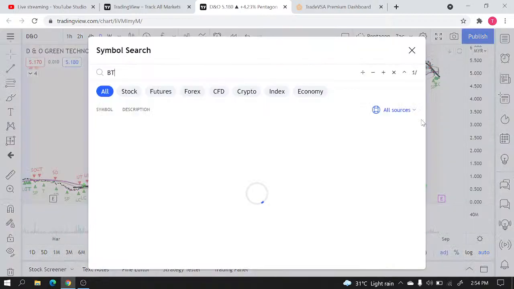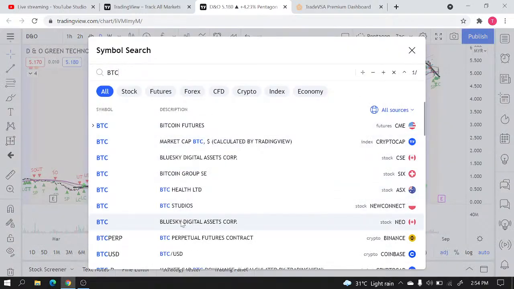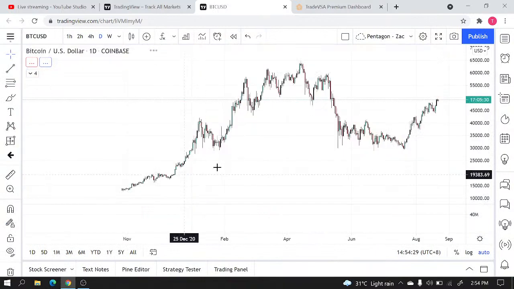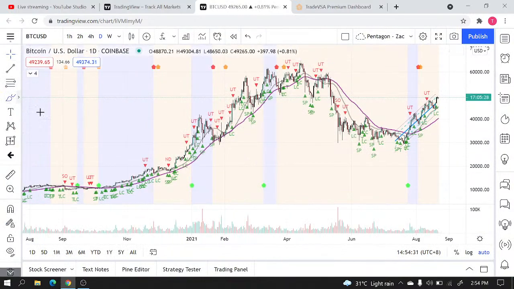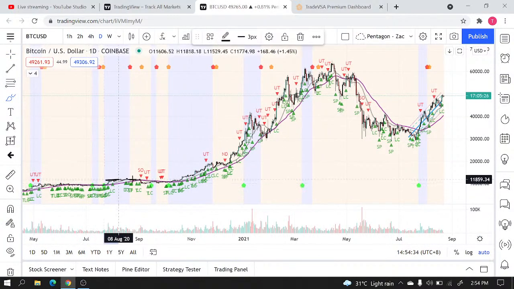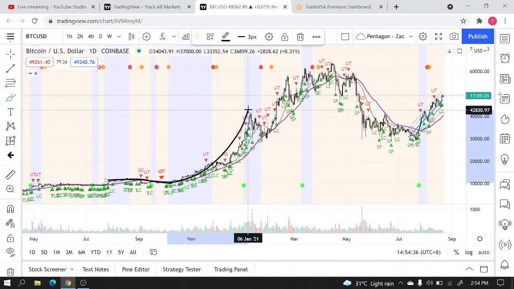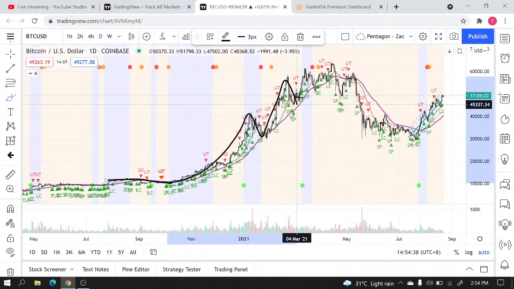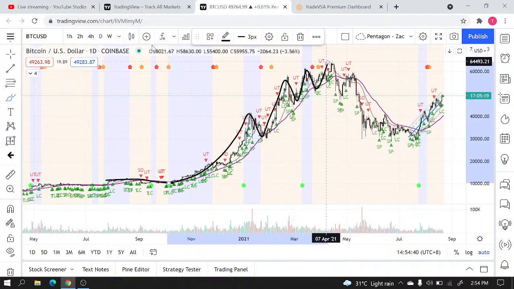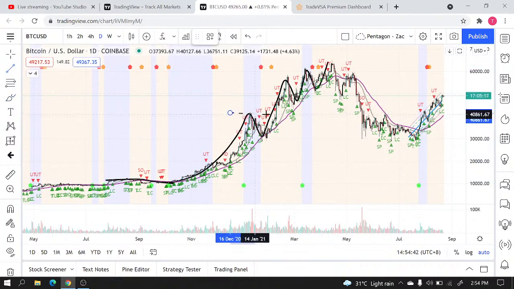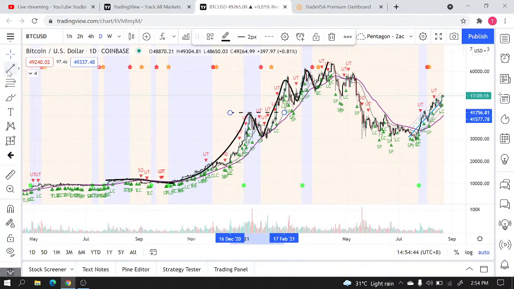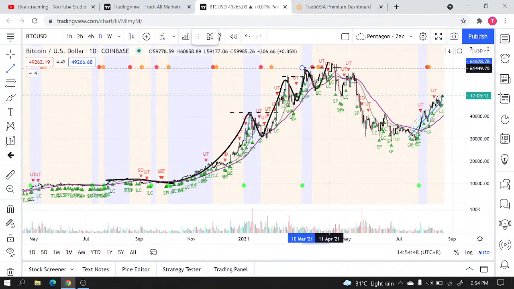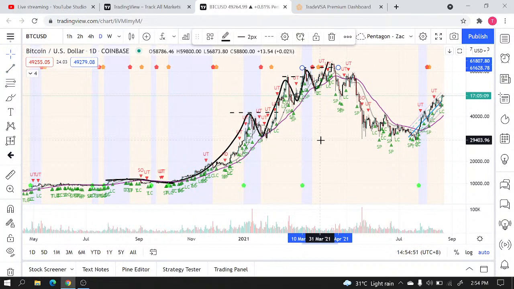I think previously Bitcoin also had that pattern. After accumulation, break up, 1 2 3. Here is the top. If you realize the top is getting shorter, the top is getting smaller, which means that the trend is exhausted.